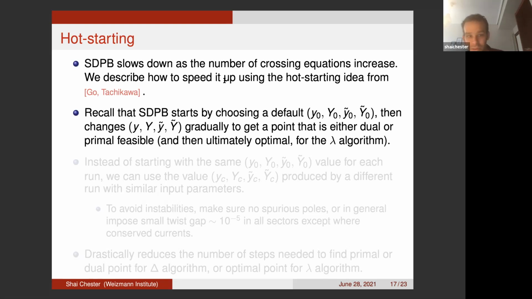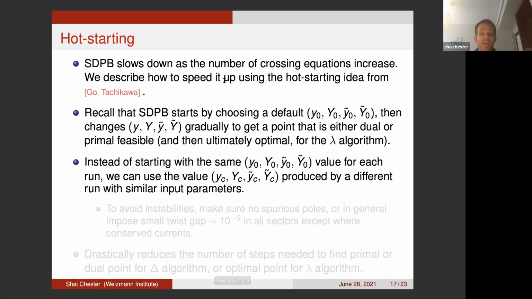And so when we originally discussed this SDPB implementation, the choice of the default Ys was, in a sense, kind of generic, so it wasn't specialized to each scenario. We were just basically choosing an identity matrix times some convenient number. But that's a little bit stupid, because if we are going to be running many points with the bootstrap, which is what we want to do in practice, for instance, if we want to get some nice plot where we see a kink, we might want to run the bootstrap at like 50 different points.